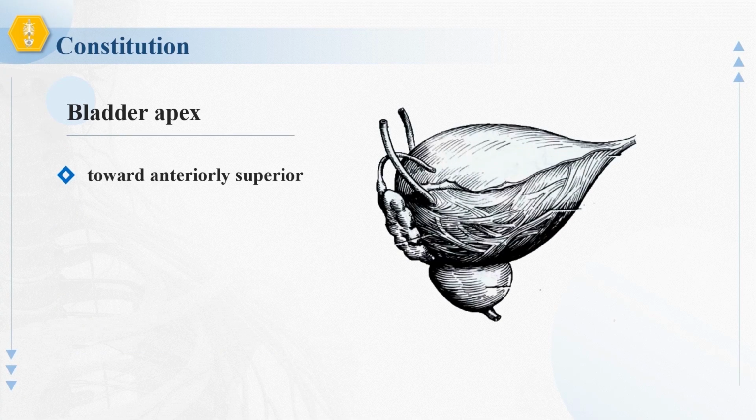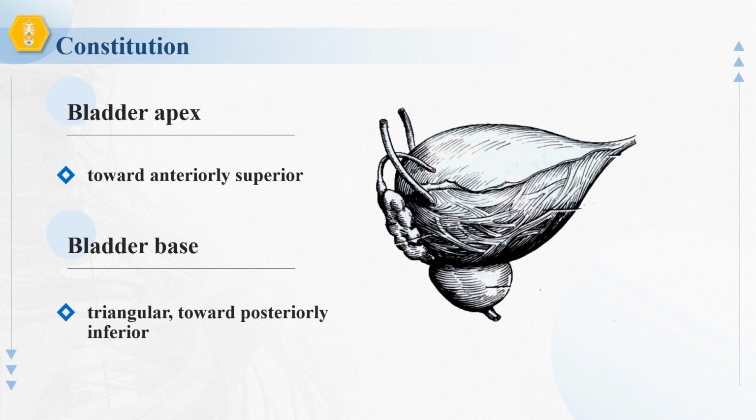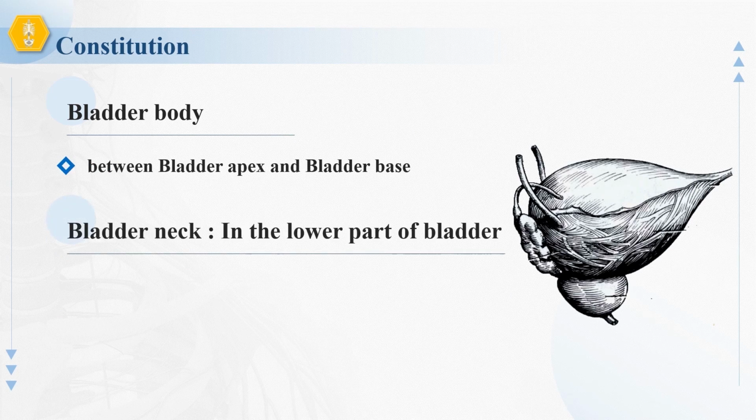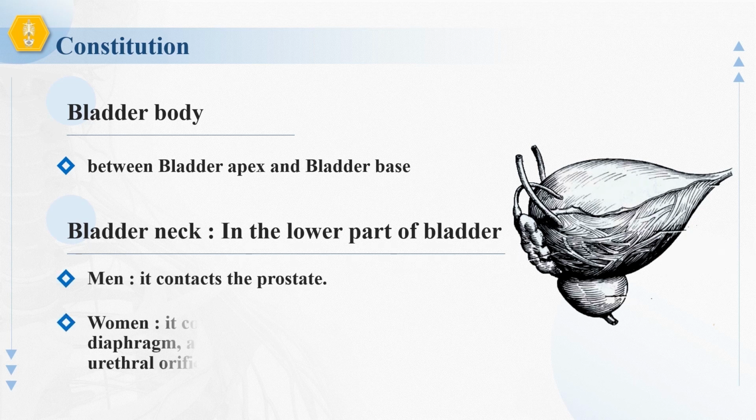First, let's talk about the bladder apex. It is directed anteriorly superior, and the bladder base is triangular, directed posteriorly inferior. Bladder body is between bladder apex and bladder base. Bladder neck is in the lower part of the bladder. In men, it contacts the prostate, and in women, it contacts the urogenital diaphragm, and there is an internal urethral orifice.